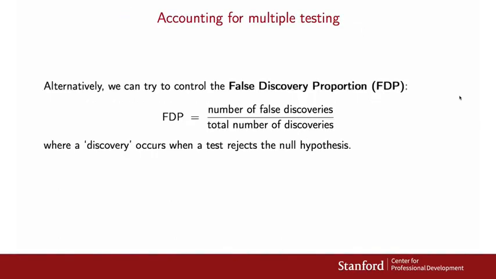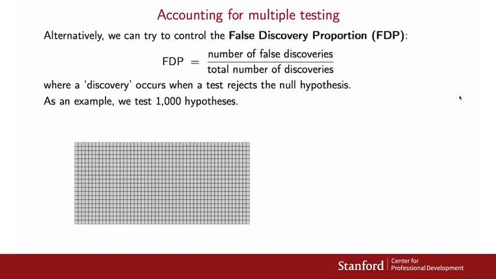There's an alternative way that's much more promising if the number of tests is large. And that has to do with the false discovery proportion, which is abbreviated FDP. That is the proportion of false discoveries over the total number of discoveries, where discovery simply means that a test rejects. That thing is best explained with an example. Suppose we test 1,000 hypotheses. So that picture shows 1,000 squares. Each one corresponds to one hypothesis.